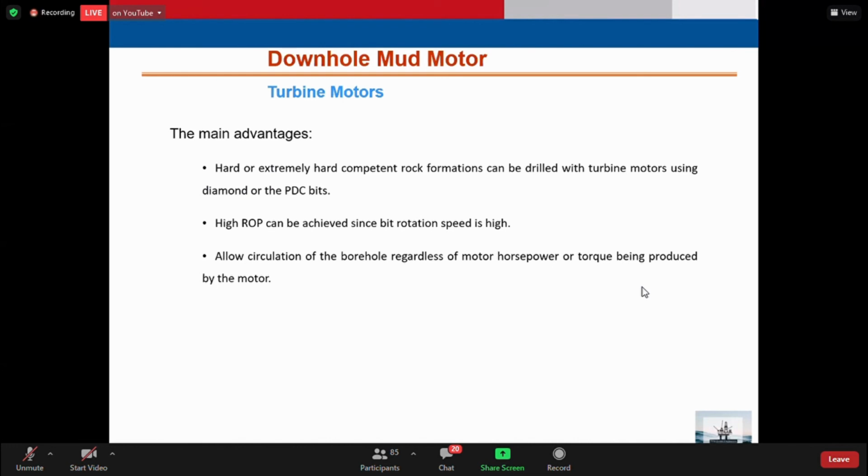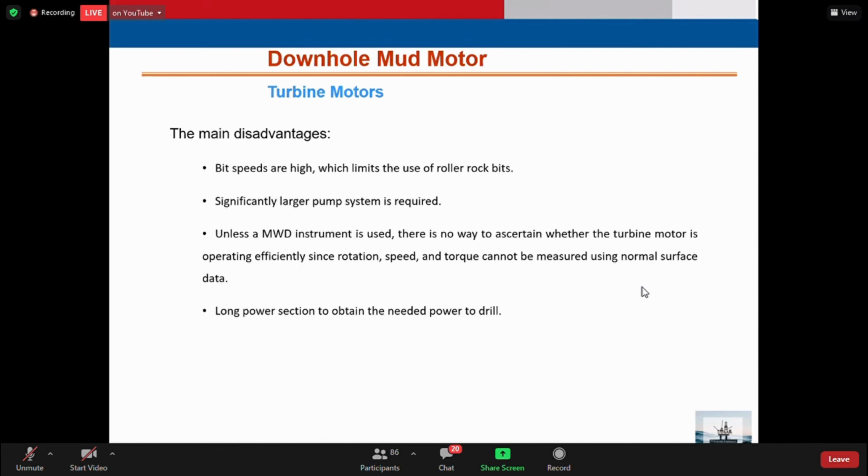rate of penetration, ROP, since the rotation will be at higher speed than that which can be used in the positive displacement motor. Also, it allows circulation of the borehole regardless of motor horsepower or torque being produced by the motor. There is no limitation for the horsepower or torque that can be produced by the motor, opposite to the positive displacement motor.